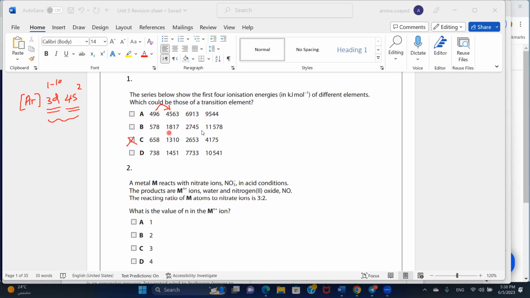Now, if we look at the second one, the difference here was only about 1,000 something, 1,300, for example. Between this one and that one, there was also no big difference because the difference is about 1,000. It's nothing. But between the 2,700 and the 11,500, there's a jump. So this means that this element is present in group 3.